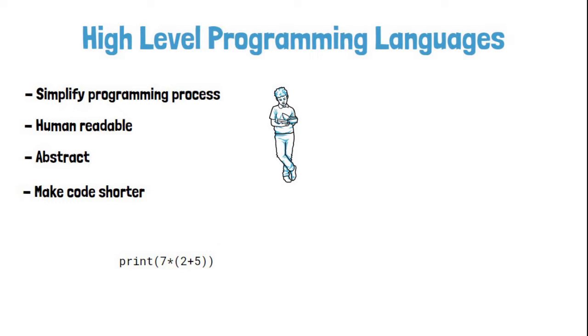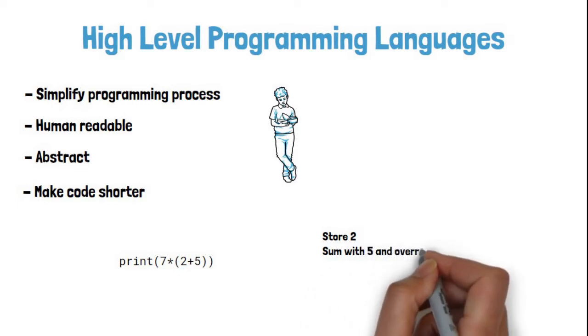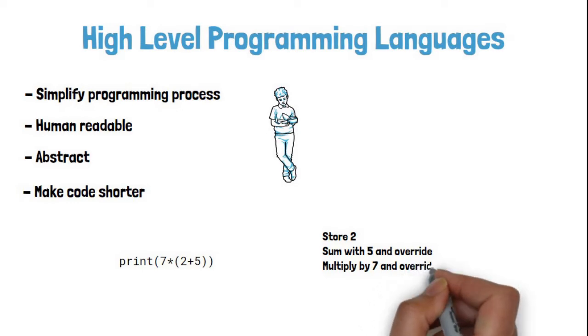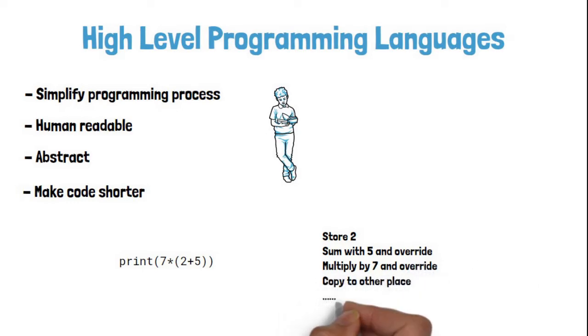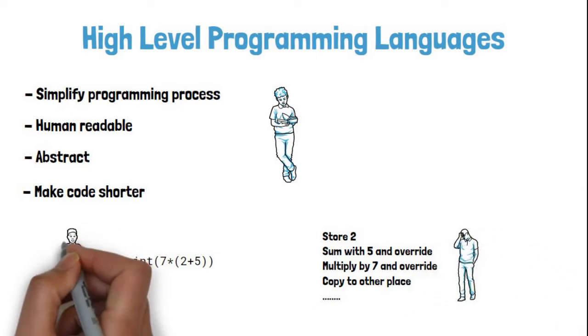We can agree that it is fairly readable and short, but in machine language it is likely to span over multiple commands, such as store 2, sum with 5 and override 2 with the result, multiply by 7 and override with the result, copy the result to another place, and it may go on. I am sure we can agree that this is tedious compared to the print command on the left.